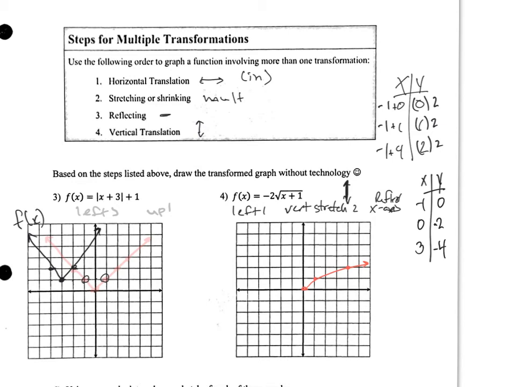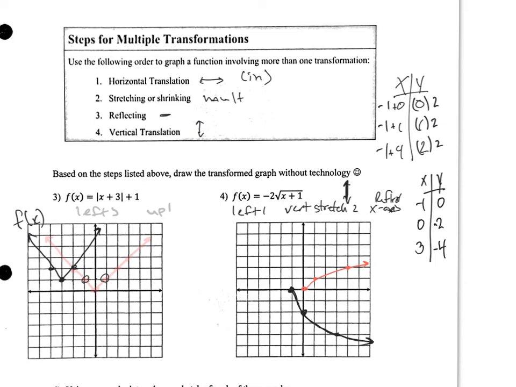So I have -1, 0, 0, -2, and 3, -4. So here's the final answer. And you can see it makes sense.